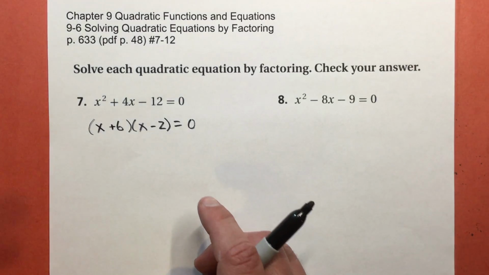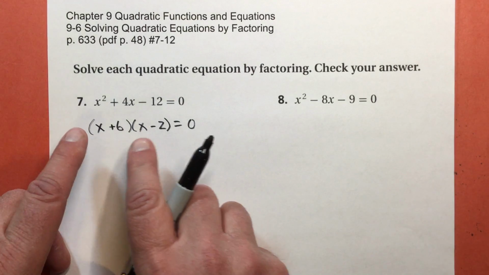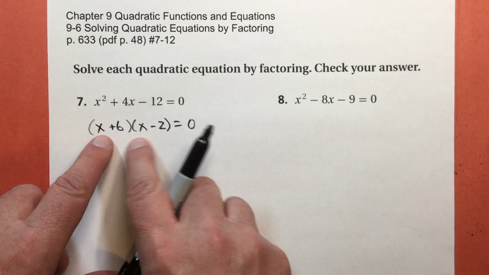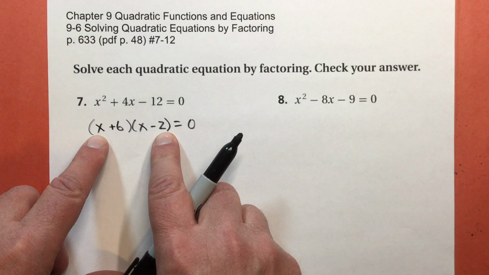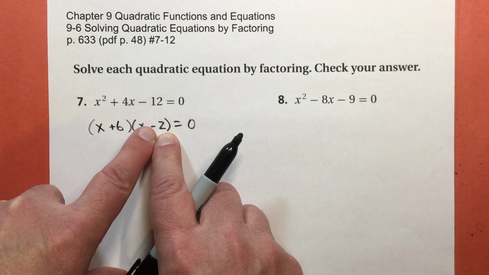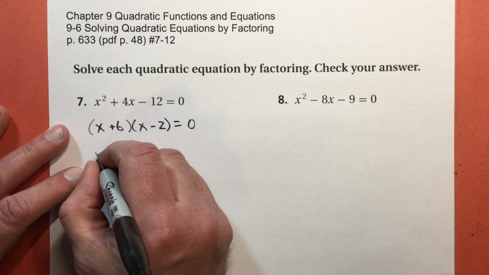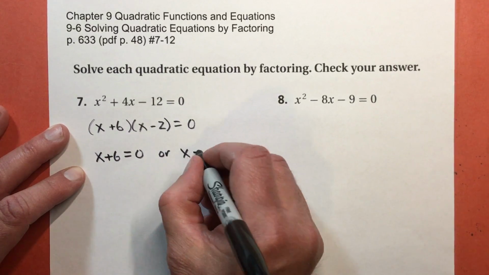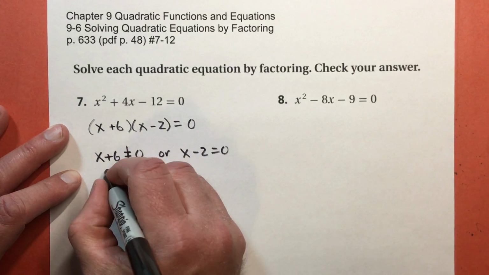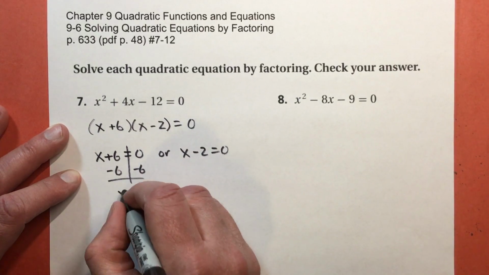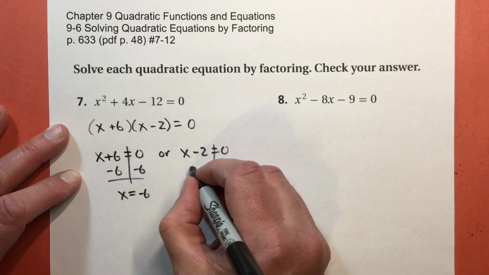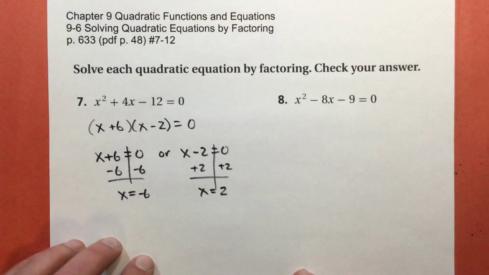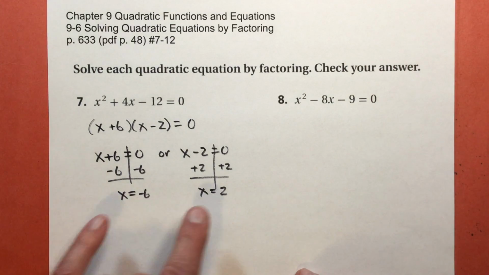I probably won't do this for all of them, but you can check. x times x is x squared. 6x, which is 6 times x, plus negative 2x is 4x, and 6 times negative 2 is negative 12. So now this is just like our last video: x plus 6 equals 0, or x subtract 2 equals 0. Add negative 6 to both sides, I get x equals negative 6. Add positive 2 to both sides of this equation, and I get x equals 2. And of course, you can go back and check your answers.